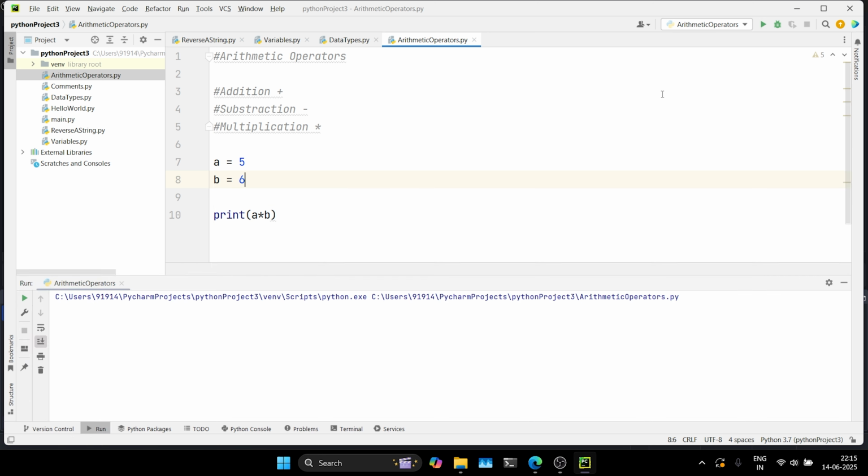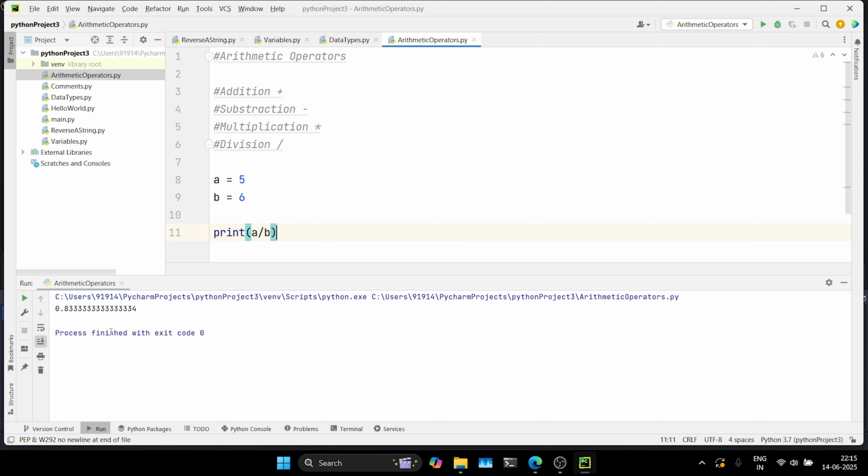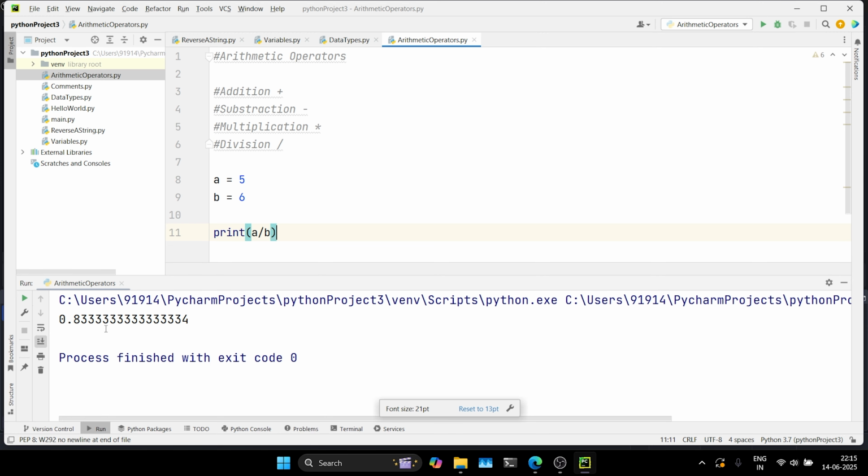Let's see the next arithmetic operator in Python. That will be division. Division is denoted by forward slash. If I print a divided by b, it should give the answer in decimal points. You can see 0.83. This is the answer of 5 divided by 6.